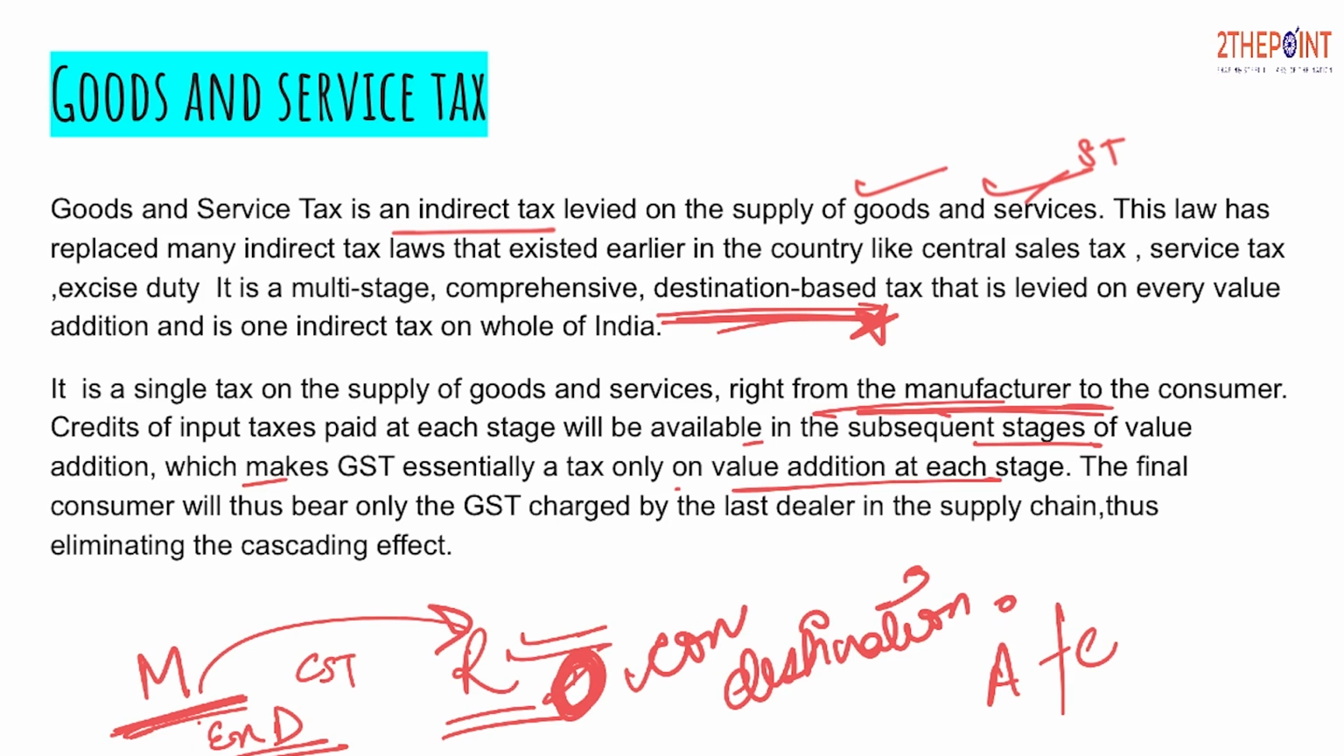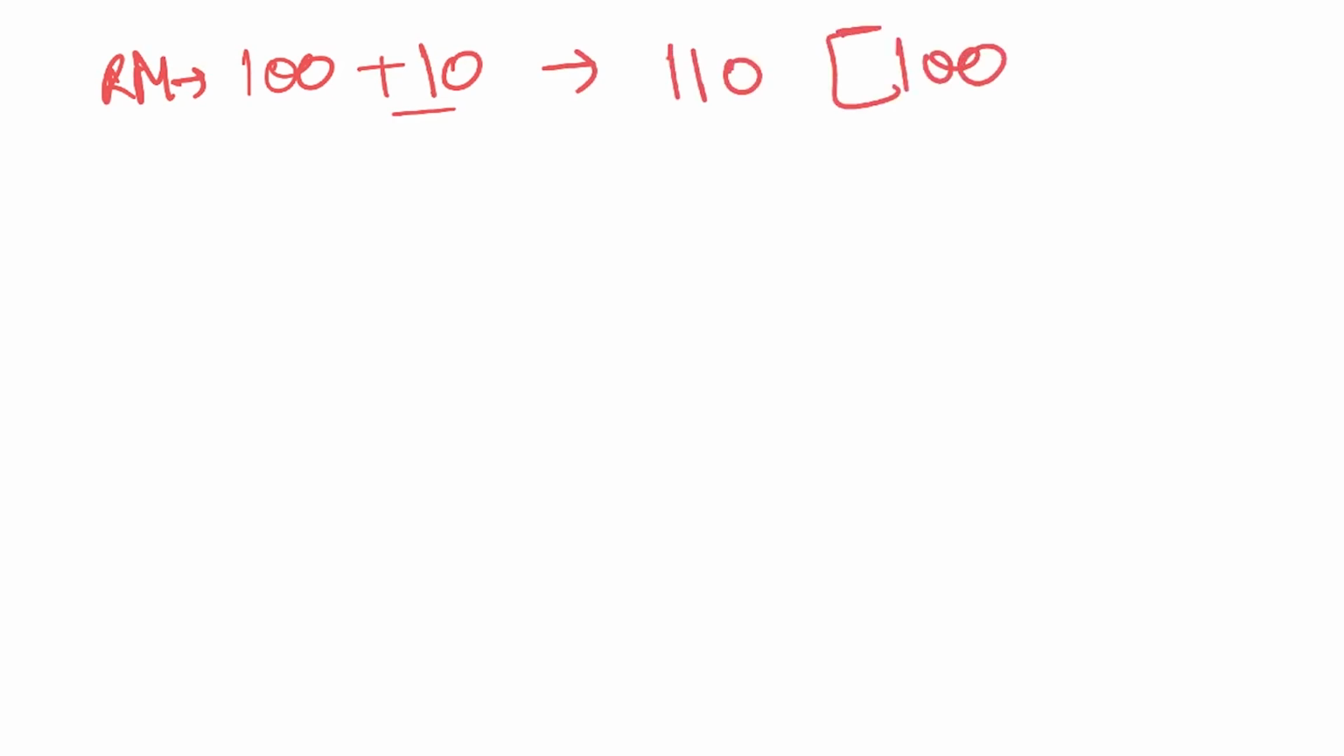The final consumer will thus bear only the GST charged by the last dealer in the supply chain, thus eliminating the cascading effect. Now I have taken a separate video on what the cascading effect is. I will reiterate right now that the cascading effect is when tax is levied over tax, that is the compounding effect that takes place. For example, you are into some manufacturing process, and you are getting goods for rupees 100 as the raw material for your production process. On this 100, tax of 10 is levied, so the total cost to you is 110, but out of that 100 rupees is for the raw material, and this 10 is taxation.